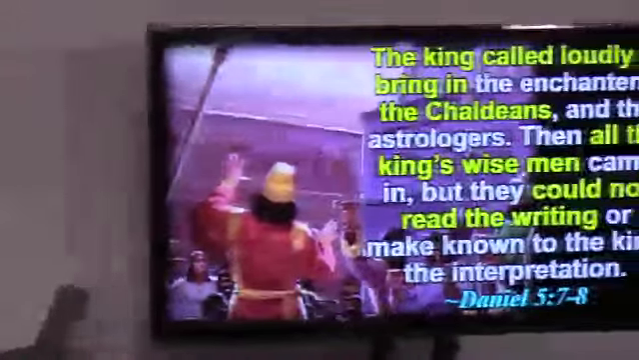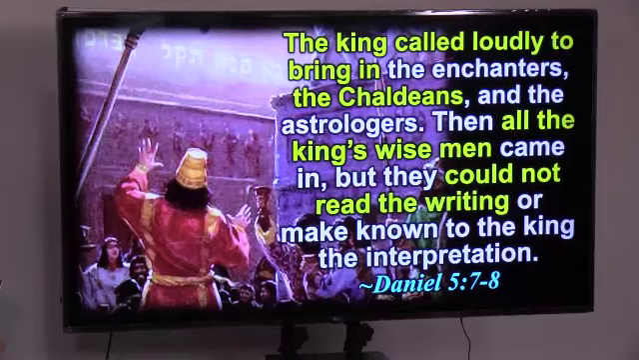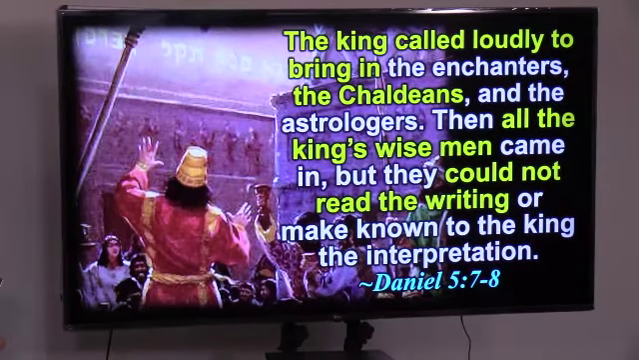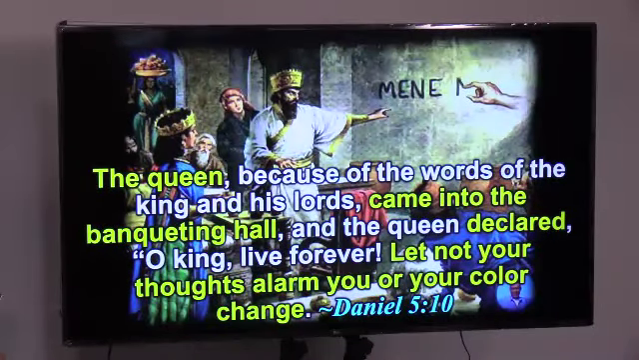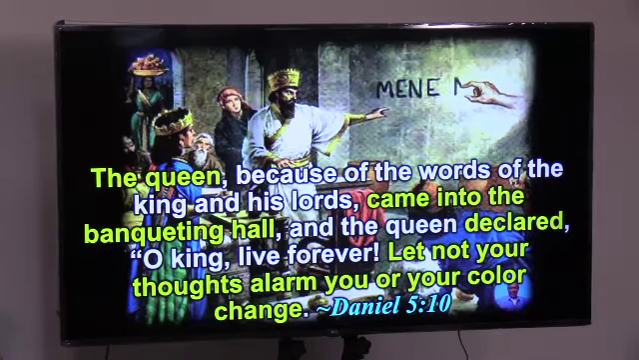The king called loudly to bring in the enchanters, the Chaldeans, and the astrologers. Then all the king's wise men came in, but they could not read the writing or make known to the king the interpretation. The queen, because of the words of the king and his lords, came into the banqueting hall. And the queen declared, "O king, live forever. Let not your thoughts alarm you or your color change."